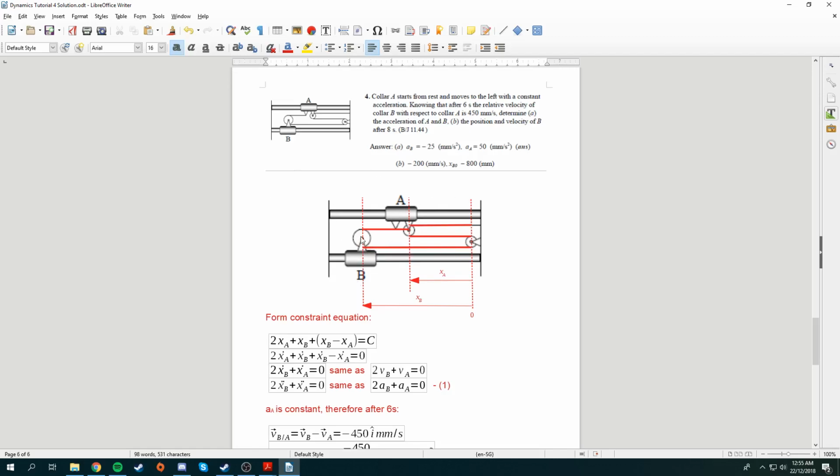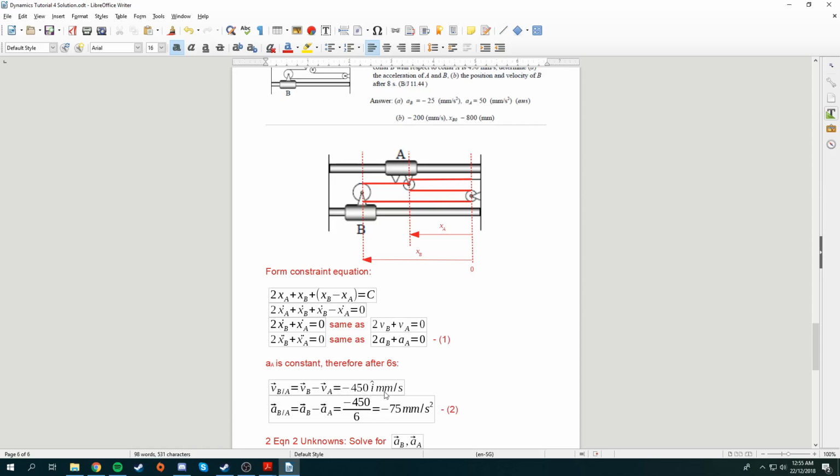Okay, it's hard, but try to imagine that instead of A moving to the left, from the point of view of B, A is moving towards the left of B, hence B is moving relative to A to the right. Hence when B is moving to the right relative to A, it becomes negative because, as I said, pointing towards the left is positive, and going to the right is negative. Hence it's negative 450 mm per second in the i direction.